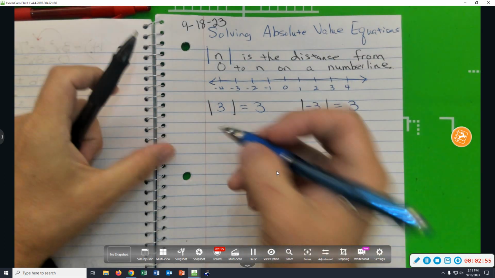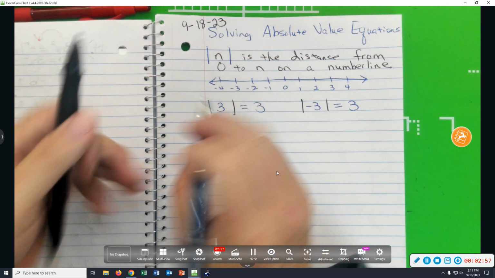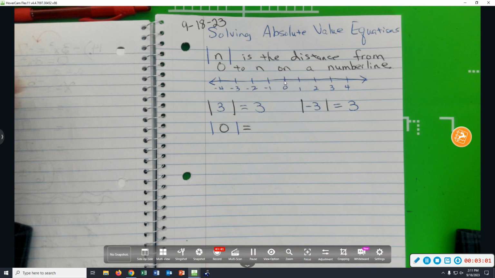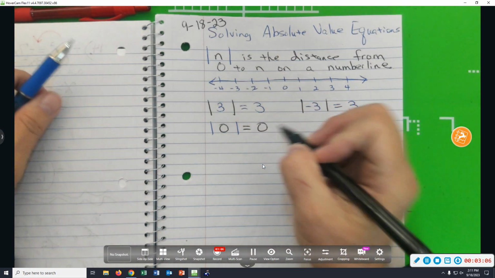Okay, here's one. What about the absolute value of 0? How far is 0 from 0 on the number line? 0.